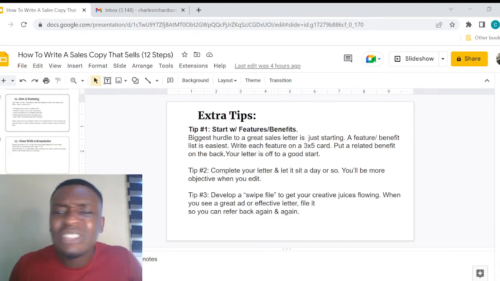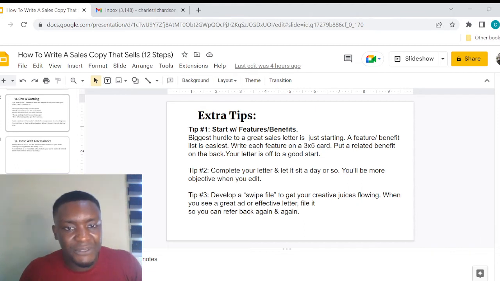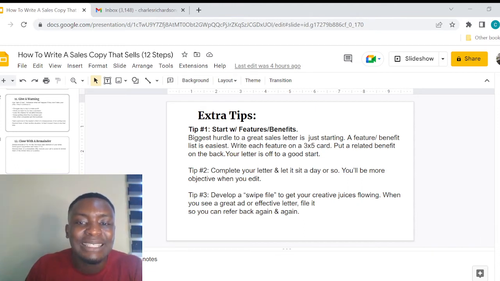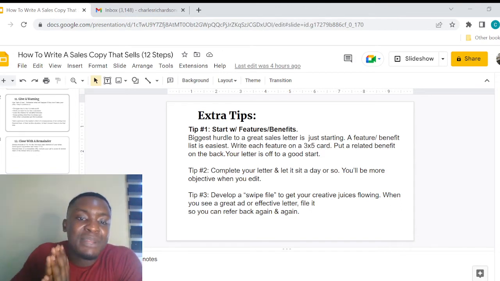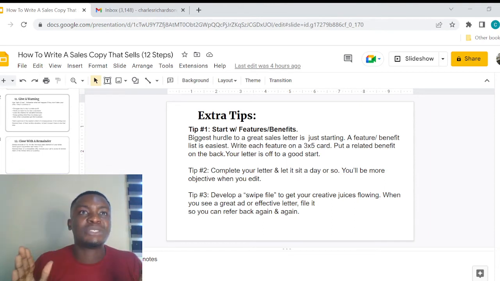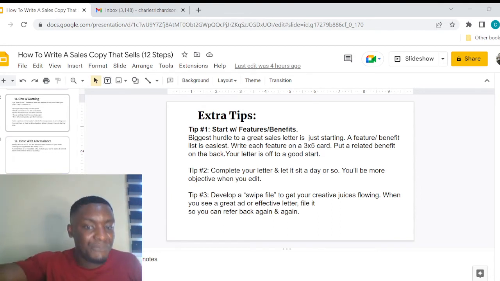Now, there are some extra tips that will help you write a powerful sales letter. Tip one, start with a features-to-benefits list. The biggest hurdle to a great sales letter is just starting, and a features-to-benefits list is the easiest way. Write each feature of your product on a 3 by 5 card and put a related benefit on the back. Your letter is off to a good start. Before you write your sales letter, show the features of your product and how each feature will help your customer achieve a particular benefit that they desire.